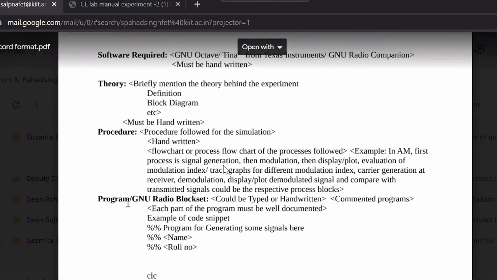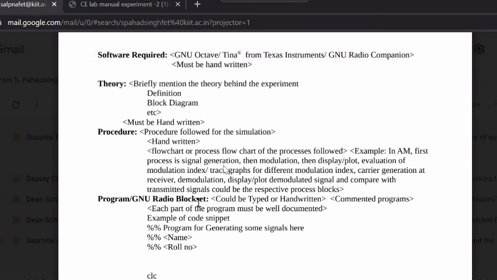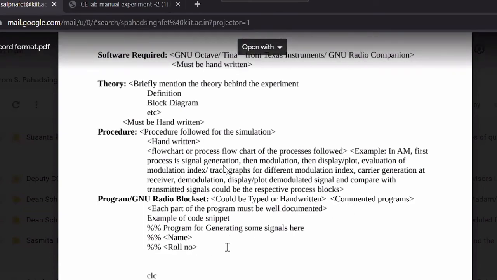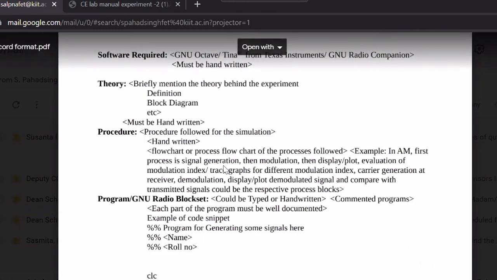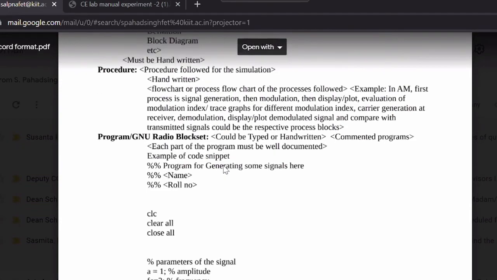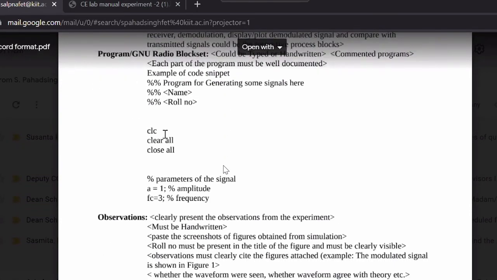The next is the program or GNU Radio block set that you are going to write here, the programming part. And the program for generating some signals is here. The name, roll number, you have to write. Take the snippet, example code snippet. So read the instruction, it is there. So here, like this. This is how you are writing, no? Clear, all that you have to write down.